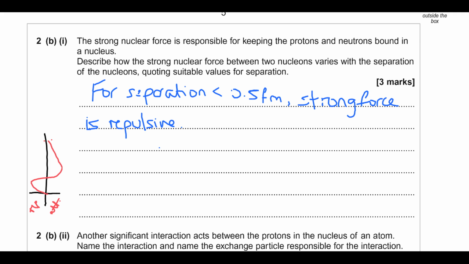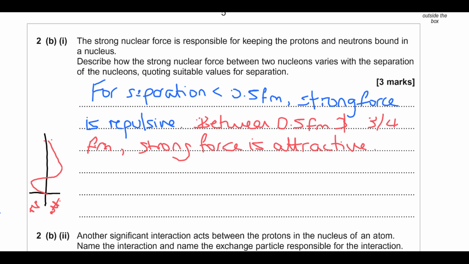Between 0.5 and around 3 to 4, it's attractive, and it has a maximum around 2 femtometers or so. It's not a precise value, it is between 3 and 4 femtometers, somewhere around there. And then finally, after 3 to 4 femtometers, there is no force at all. So those are the 3 stages, so those are the 3 marks for this question. Okay, so let's carry on.